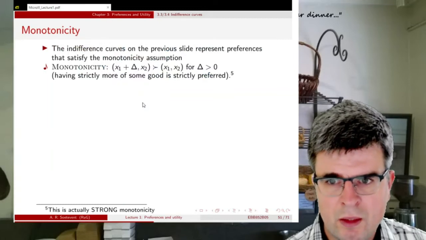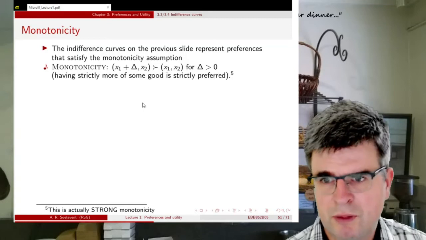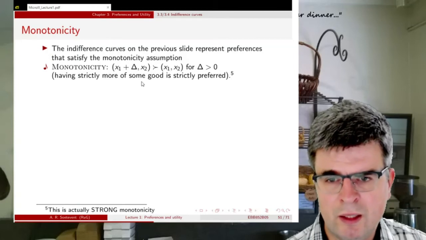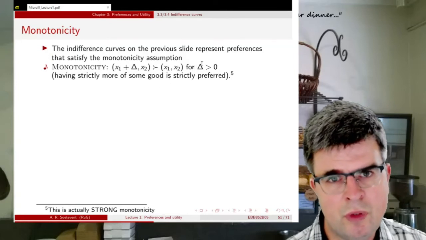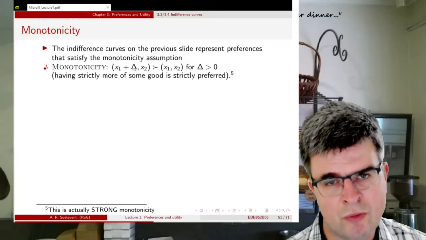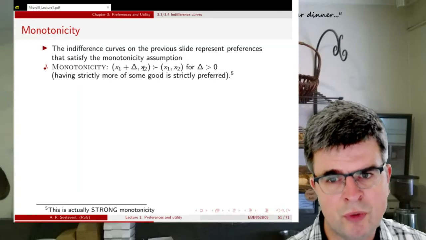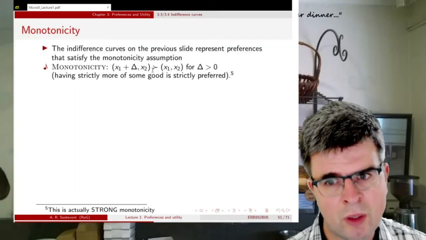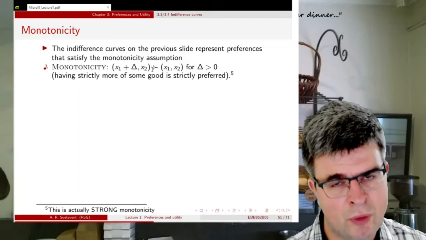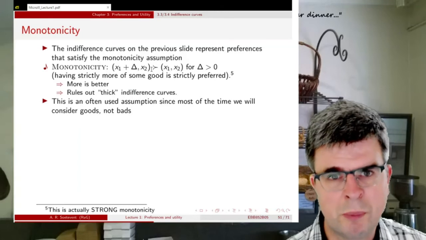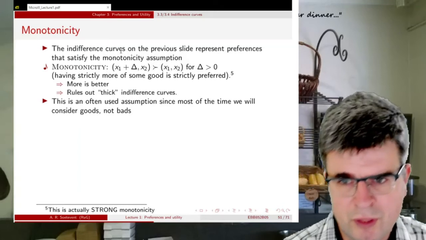So the indifference curves on the previous slide represent preferences that satisfy monotonicity. And monotonicity is defined as follows: if you take a number delta larger than 0, and you get an increment of delta units of good X, then you will strictly prefer the new bundle over the old one. So having more of a good is strictly preferred over not having that extra amount. So more is better. That's the short summary of the monotonicity assumption.